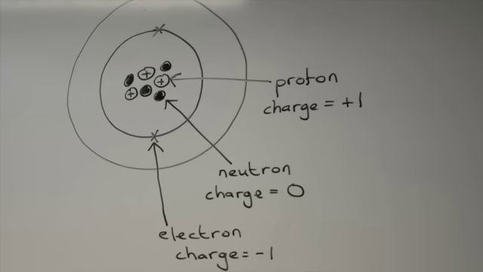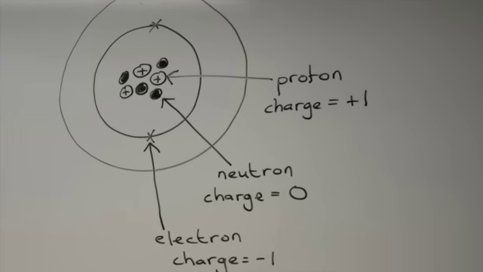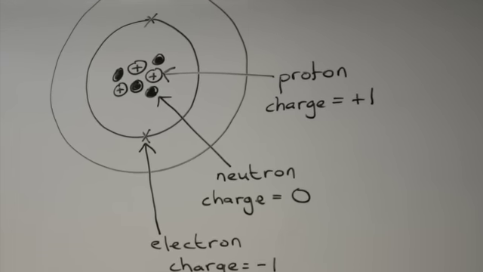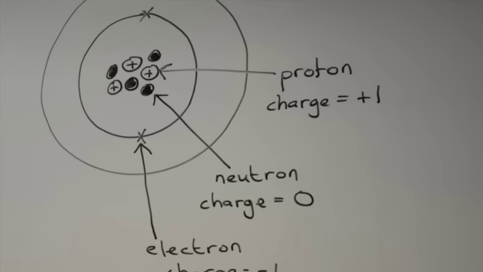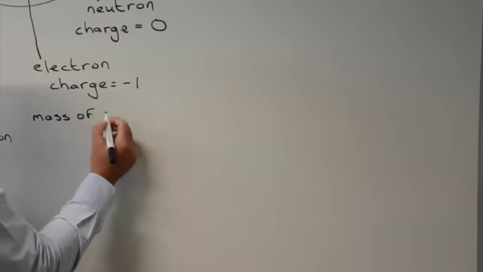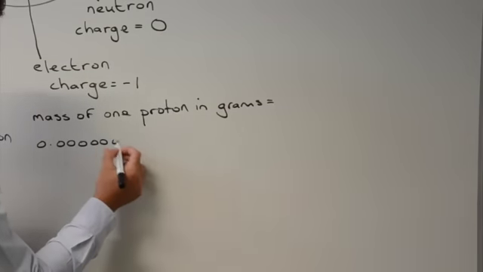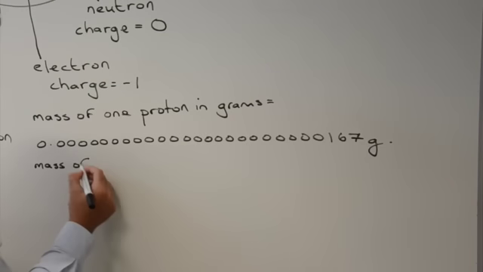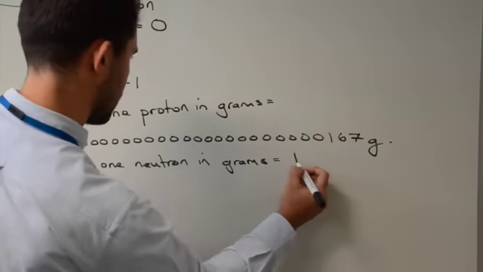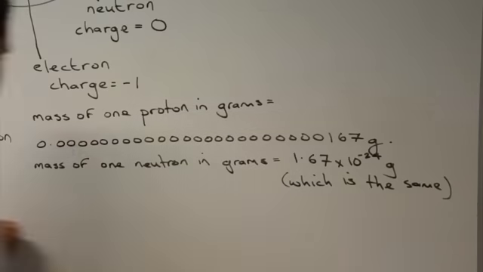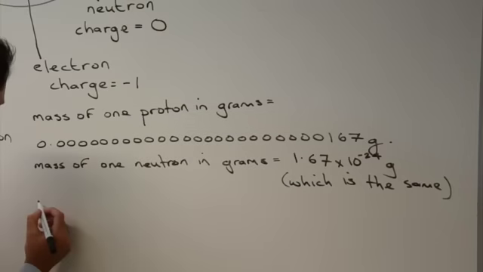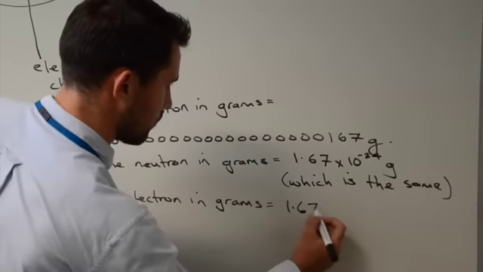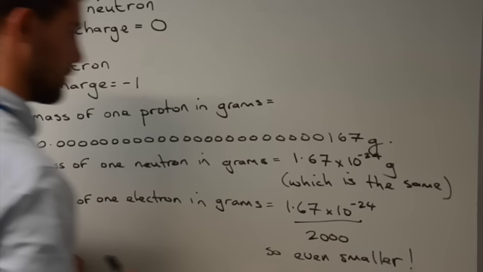So we know that atoms are really small, but subatomic particles are even smaller. So let's have a look at their mass. So the mass of one proton is 1.67 times 10 to the minus 24 grams. That's really small. And the mass of one neutron is exactly the same. Now the mass of an electron is even smaller, in fact 2,000 times smaller.